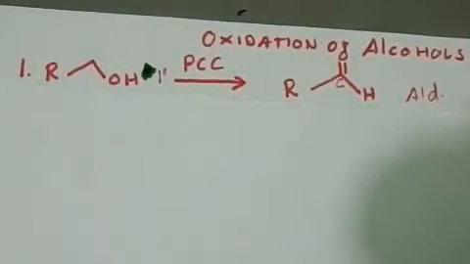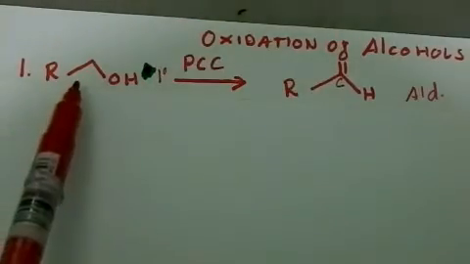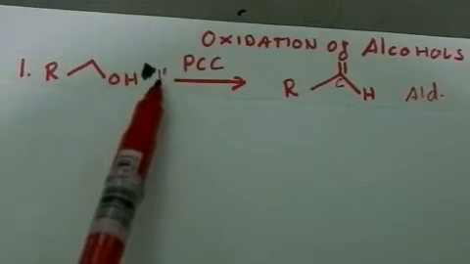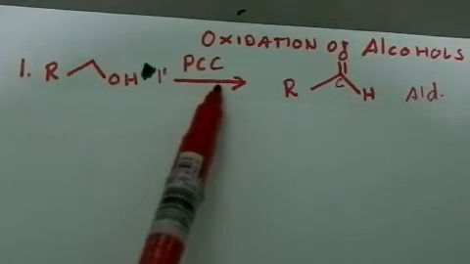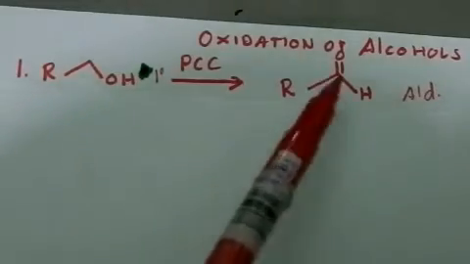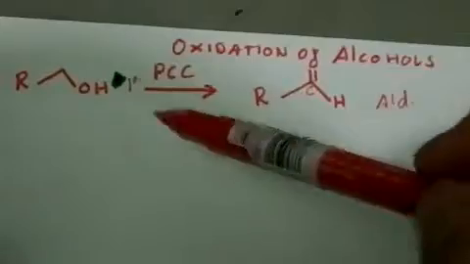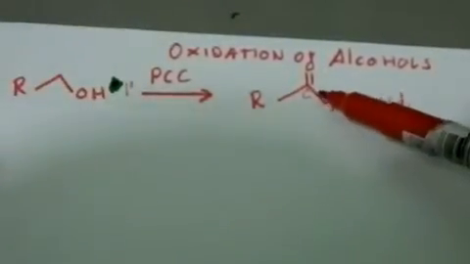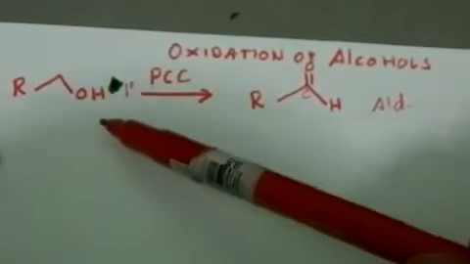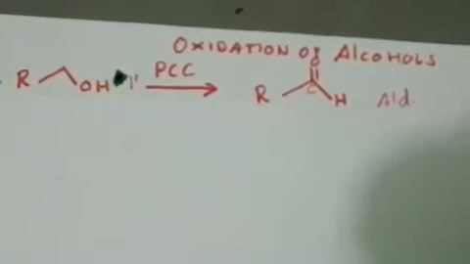We're going to be oxidizing alcohols. So we have here a primary alcohol. This one means that it's primary. And if we use PCC, we end up with this structure here, which is an aldehyde. Now, the question is, how do we get this structure to end up looking like this, an alcohol to an aldehyde? So here's how we do it.